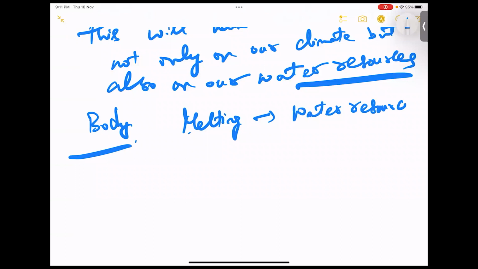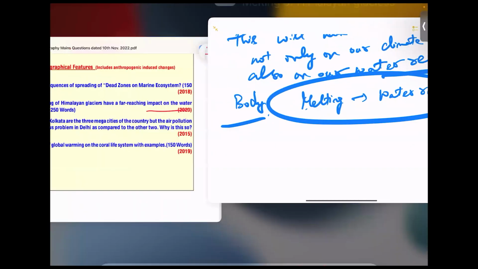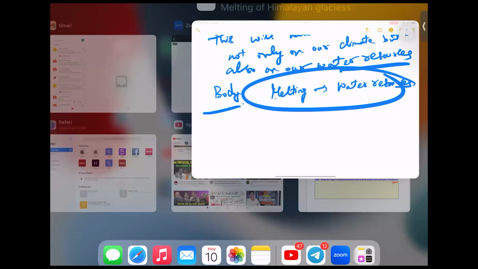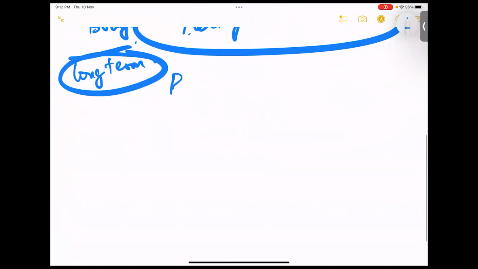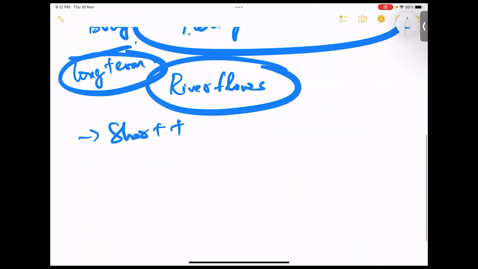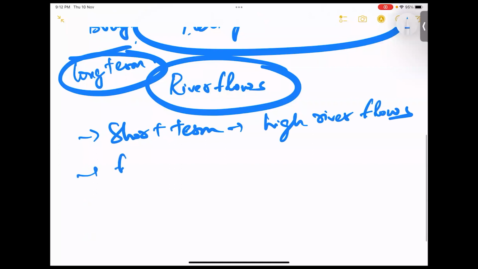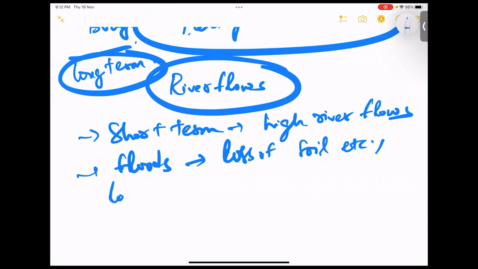So basically you must understand that temporarily there may be some advantage with the melting of glaciers, but in the long term, we are going to face a very big issue. Okay, so the first thing is river flows. So in the short term, there may be very high river flows, which may lead to floods and thereby loss of soil, etc. But in the long term, there is a danger of these areas becoming arid regions. So that is one thing, river flows.